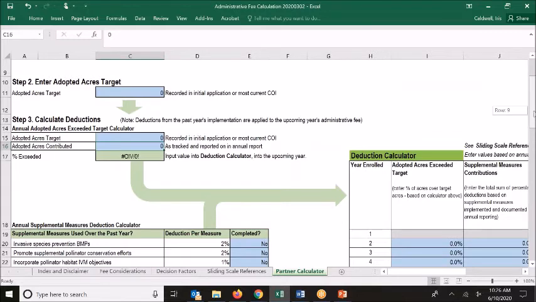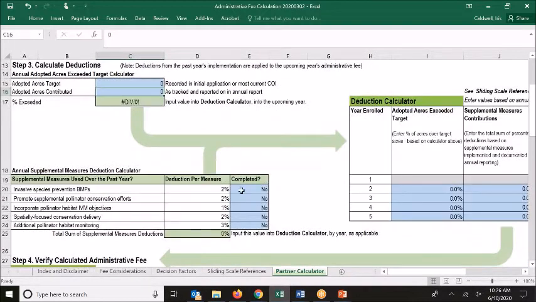So as we scroll down here, there's a table for future years to capture any implementation of supplemental measures. And as you can see, there's an available discount per supplemental measure. So you can indicate here if you are implementing particular supplemental measures. And then you would input the sum of those discounts over here in the deduction calculator.